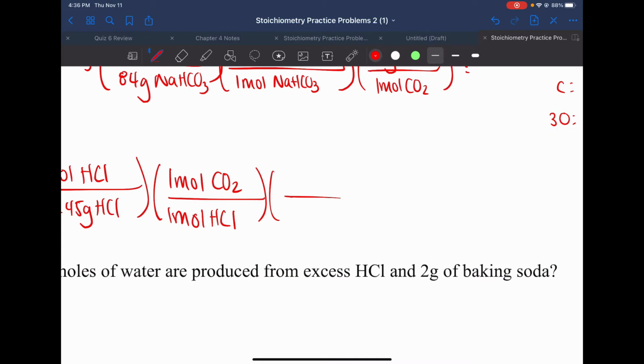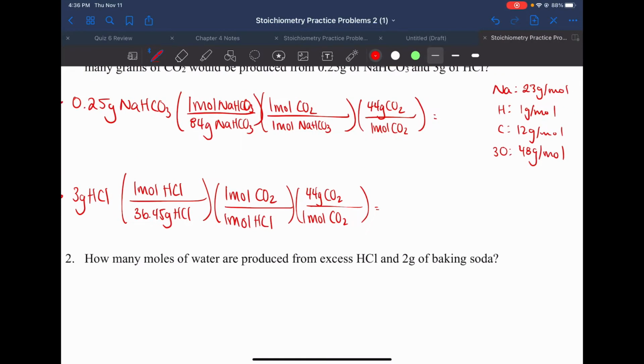For every 1 mole of CO2, we produce 44 grams. You can probably already tell which one's going to be our limiting, but let's just go through it together. 0.25 times 44 divided by 84 gives us 0.13 grams of CO2. And then the one below, 3 times 44 divided by 36.45 gives us a whopping 3.6 grams of CO2. So which one's limiting?